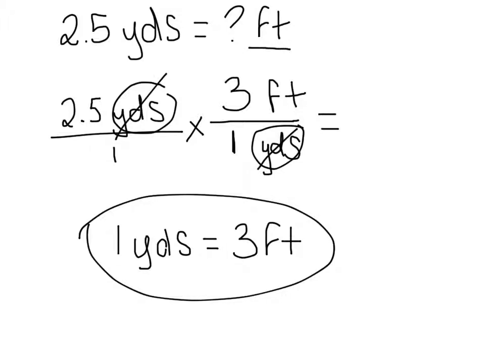So now we've got the right units. We just need to multiply the top and divide by the bottom. So 2.5 times 3 is going to give you 7.5 feet. And that's your answer.